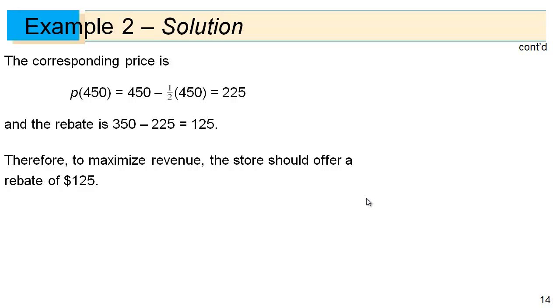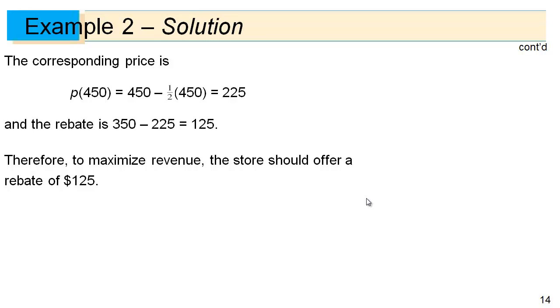Okay? But the question was, what's the corresponding price? So you want to plug that into our price function, and we get 450 minus 1/2 of 450, or 225. And the rebate is 350 minus that 225, which means the rebate is 125. So in order to maximize the revenue, the store should offer a rebate of 125. That's how you bring it down from 350 to that optimal price of 225. So in order to sell them at 225, we need to give the consumers a rebate of $125, and then that will maximize our profits.